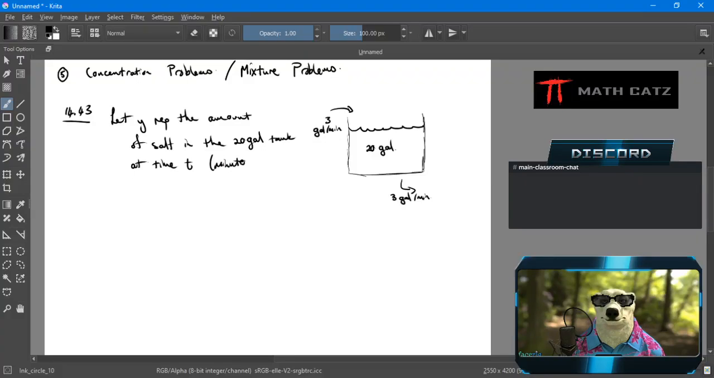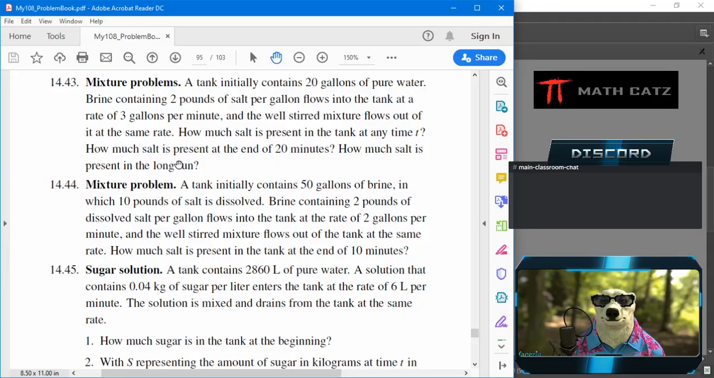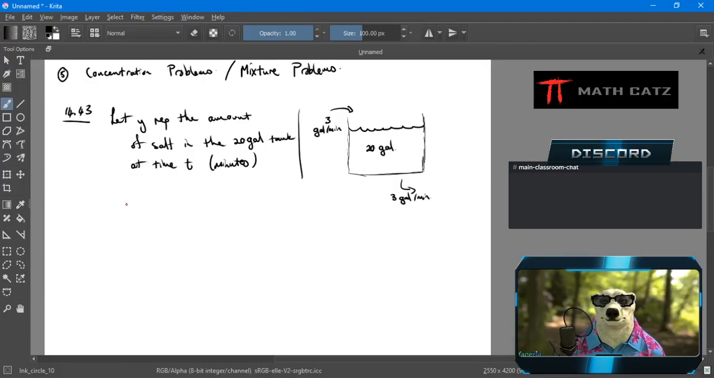In minutes. Okay, so now how do we come up with an equation that models, that describes this situation? Well, the amount of salt is changing because there's a salt mixture flowing into the tank, so therefore the amount of salt is increasing. And so I have a rate of change.